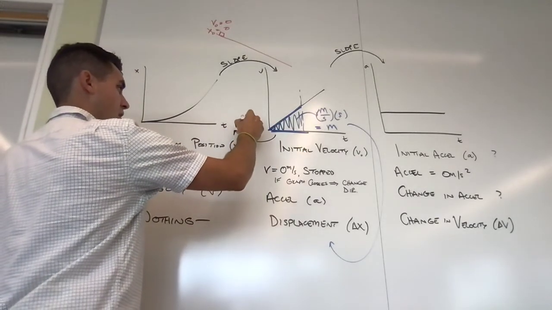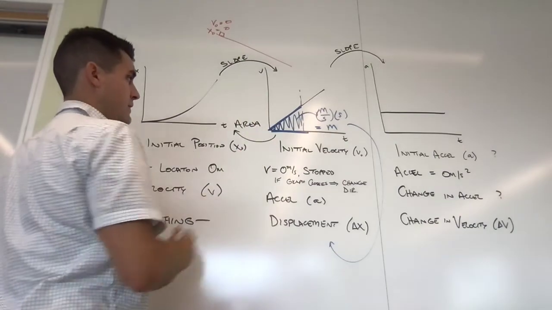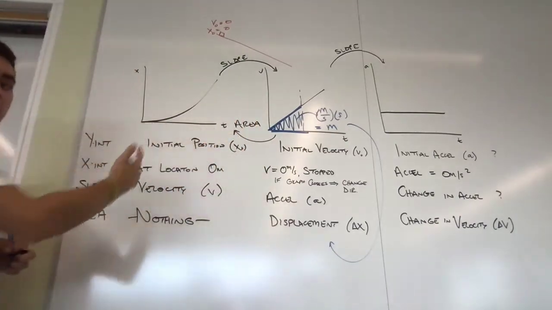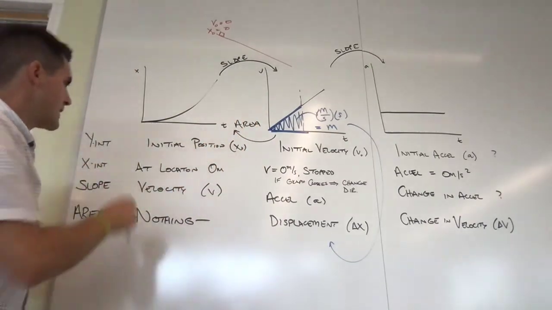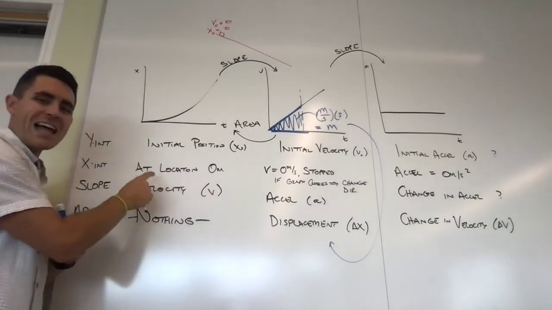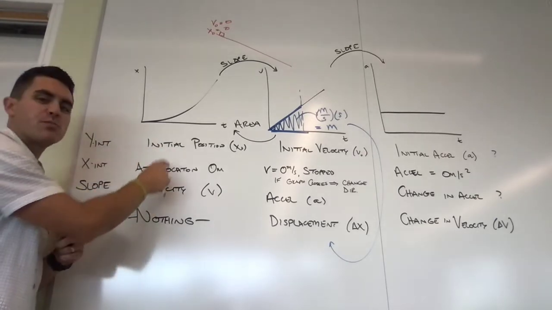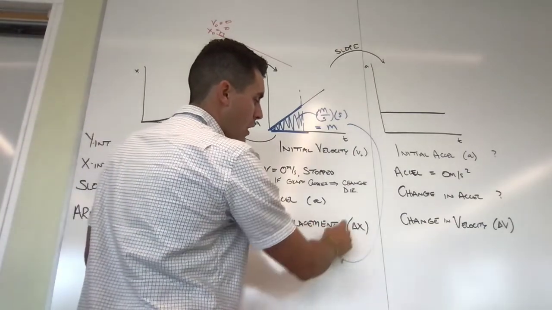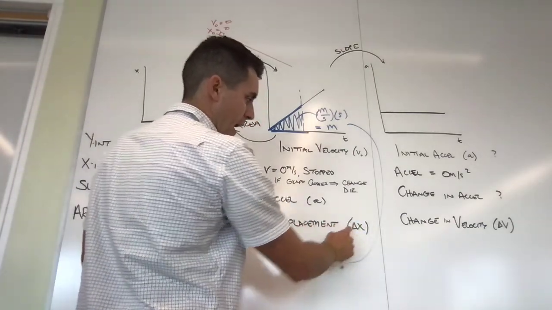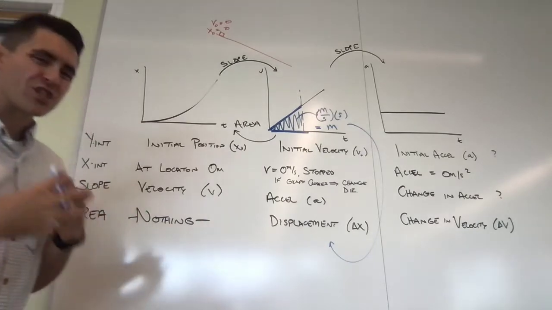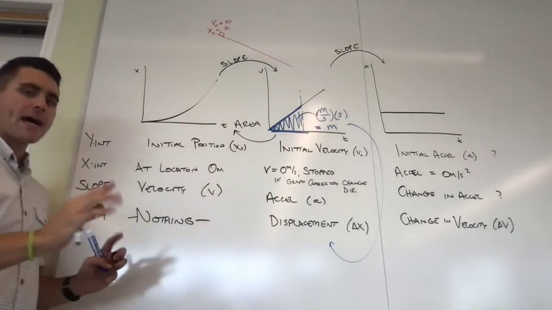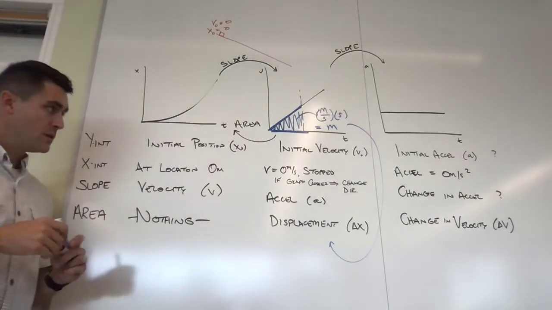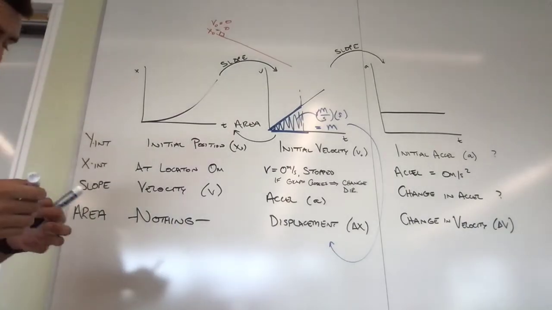So the area of the VT graph informs me about displacement. Not initial position, not location. It doesn't tell me specifics. It simply tells me how much displacement I have, or the object has. What is its change in position, not exact locations. So this is an interesting tool we can use.